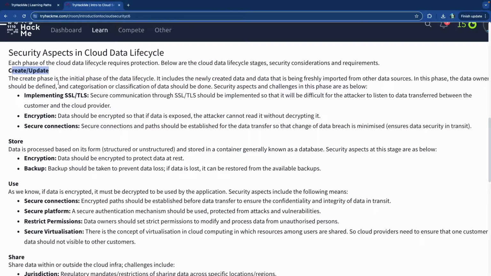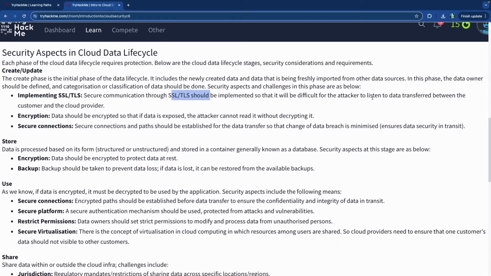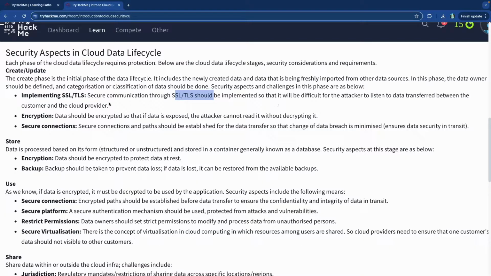So when you create or update data, you need to make sure that you implement SSL or TLS, which is essentially security algorithms or encryption, we can call them. So secure communication through SSL and TLS makes it difficult for an attacker to listen while the data is being created or transferred between the customer and the cloud provider. And then you have encryption, so that if the data is exposed for whatever reason or if somebody can listen in, they can't just read the data, right? They would have to go through certain decryption methods to be able to read that data.